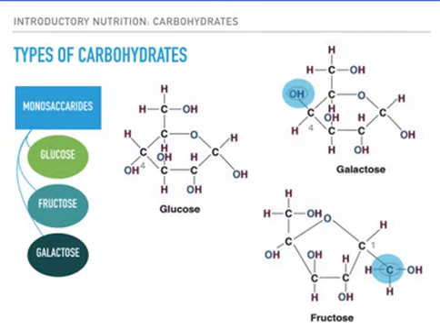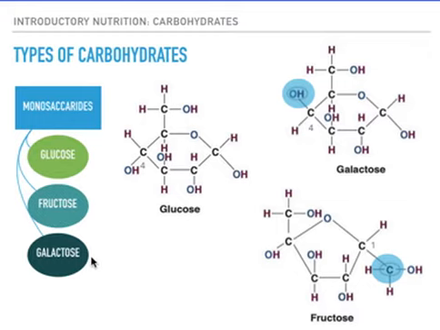All right, let's start with monosaccharides. Monosaccharides are the building blocks of carbohydrates. So let's look at these chemical structures just a little bit. I should mention that glucose, fructose, and galactose are really the only nutritionally important monosaccharides, they're the basic monosaccharides. There are a couple others.